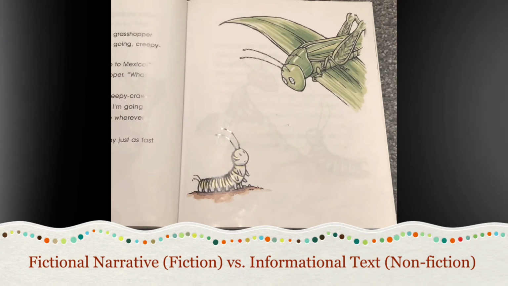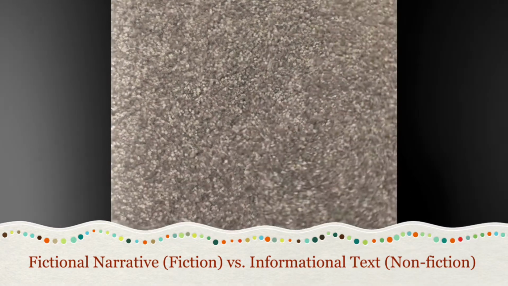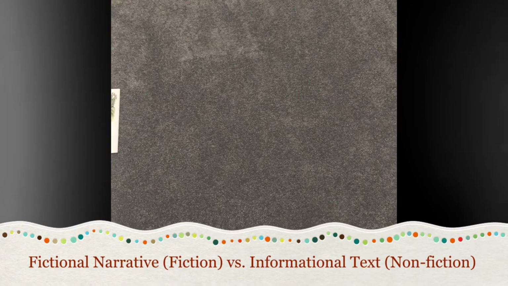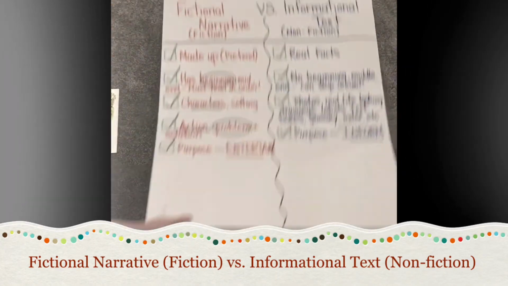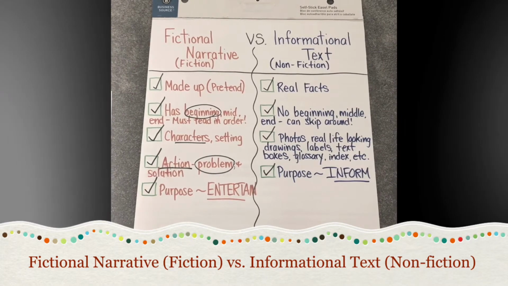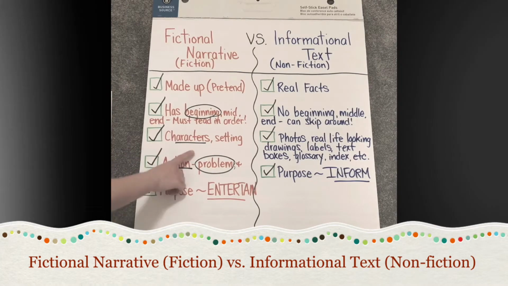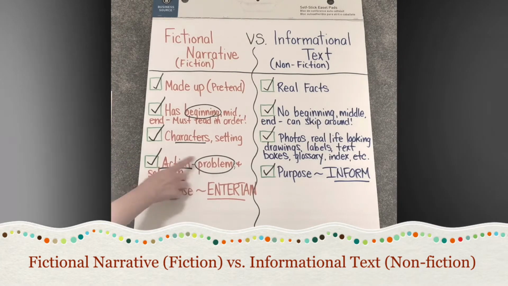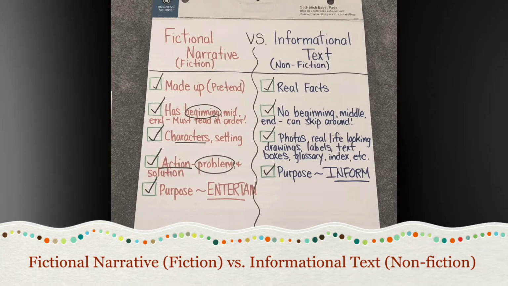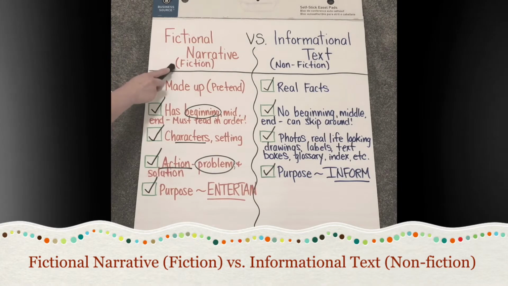Are you starting to get an idea about what kind of text this is? 'Cause I think I am. Let's quickly check back with our anchor chart. All right. So, fictional narrative is made up or pretend, has a beginning, middle, and end, has characters with a setting, has a problem and solution, and is entertaining. I'm thinking that this book must be a fictional text.